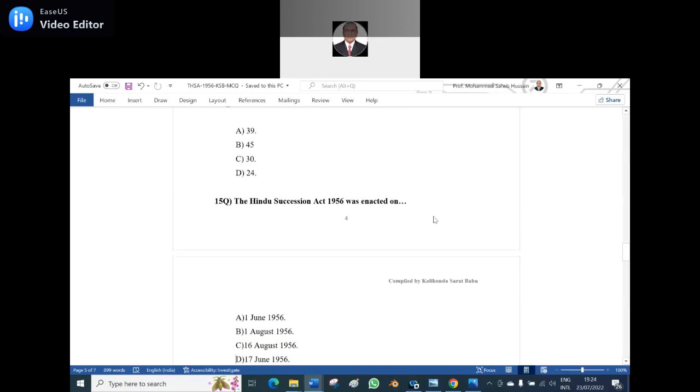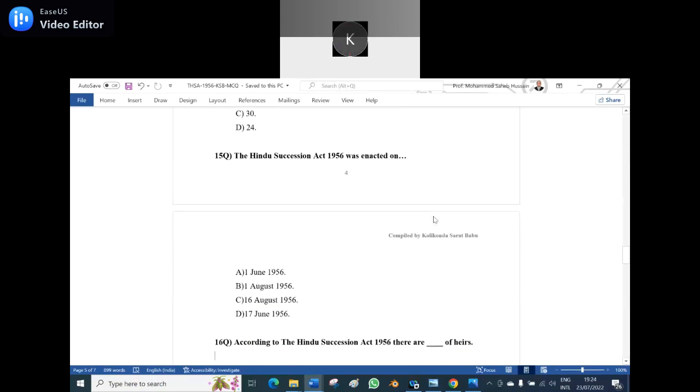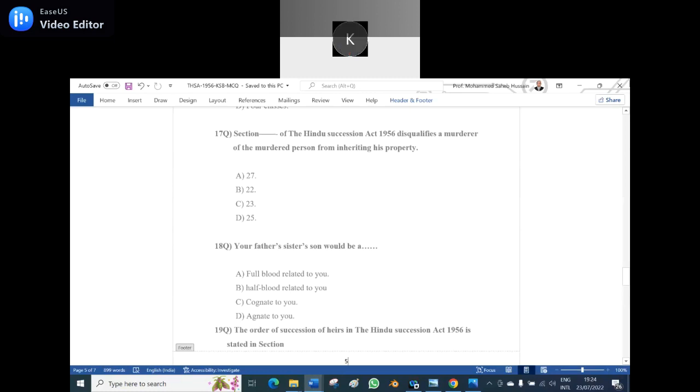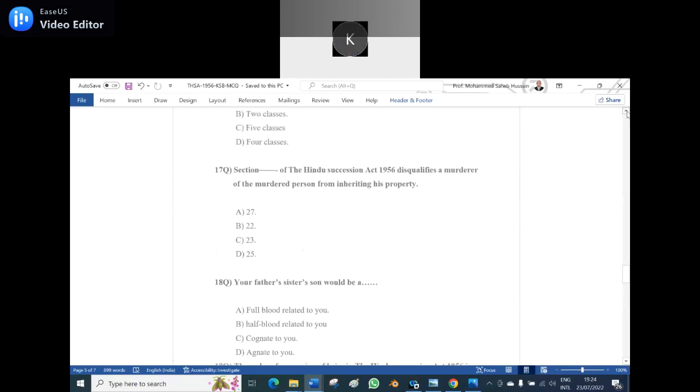The Hindu Succession Act 1956 was enacted on A, 1st of June 1956, B, 1st of August 1956, C, 16th of August 1956, D, 17th of June 1956. Option D, 17th June 1956. Yes, option D is the correct answer, 17th June 1956.